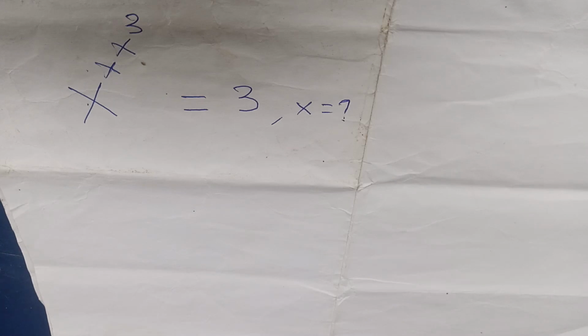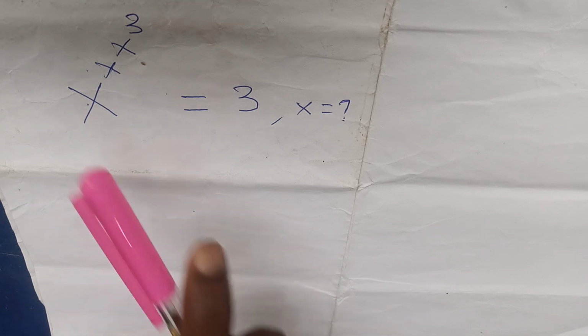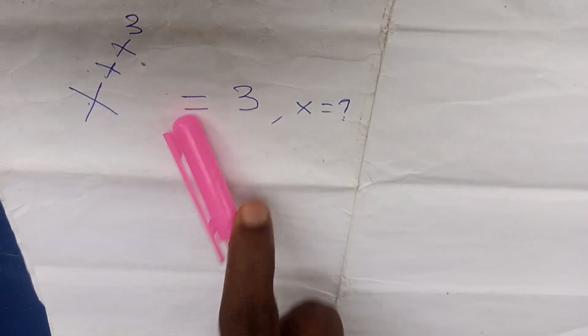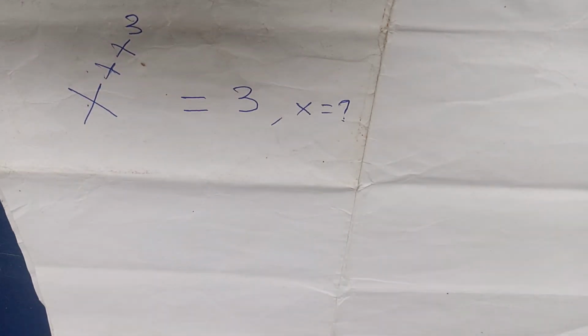In today's video I want to solve another math problem which reads x to the power of x to the power of x to the power of 3 is equal to 3. So we are looking for the possible value for x.